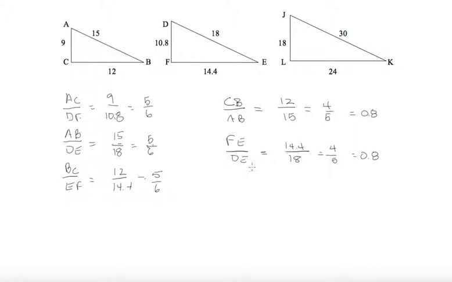And the last one, LK to JK. Again we're comparing the base to the hypotenuse, it's 24 over 30, which again is 4/5, or you could write it as 0.8. So we notice that all of these ratios between the sides of these similar triangles are identical, and we're going to be using that idea in trigonometry, and this is just for right angle triangles, which is all we're going to be studying in this course.